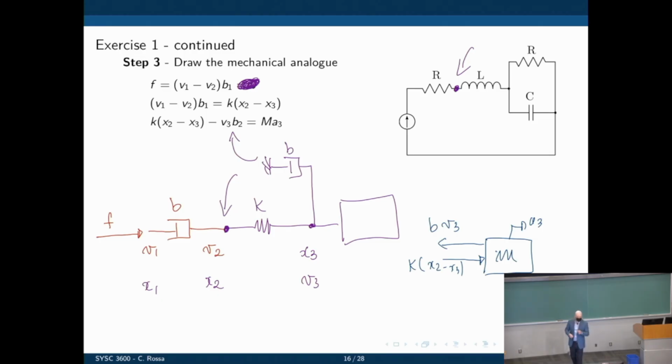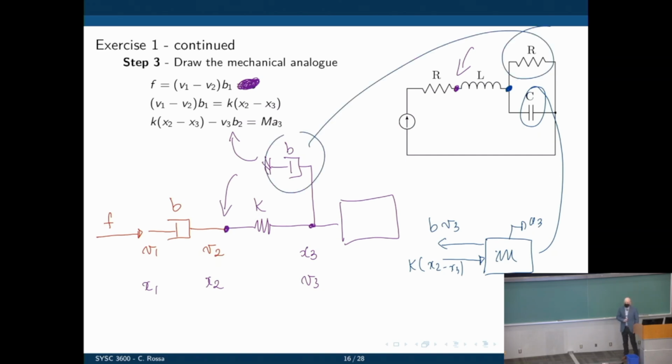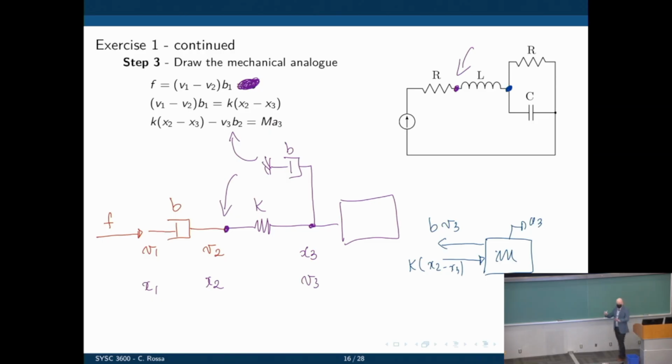So that represents this node. And you see that the mass now represents the capacitor, and this damper represents that resistor. Isn't this fun? You take a mechanical and an electrical system, we can convert it back and forth, and they are governed by exactly the same equations. If you don't want to deal with this electrical circuit, deal with the equivalent mechanical circuit.